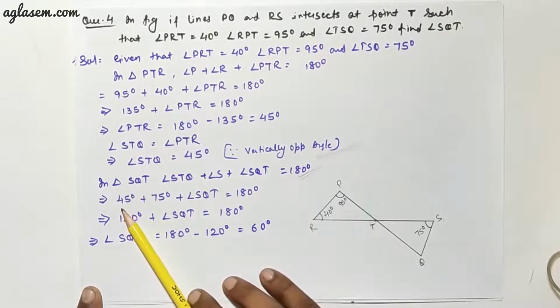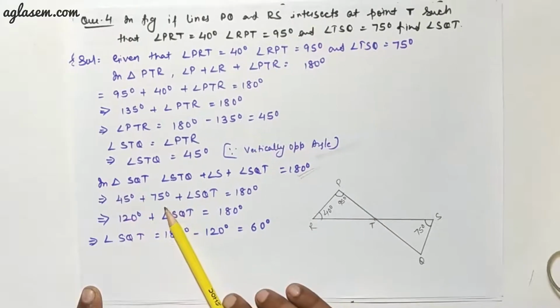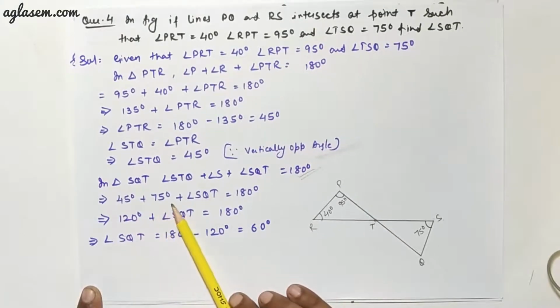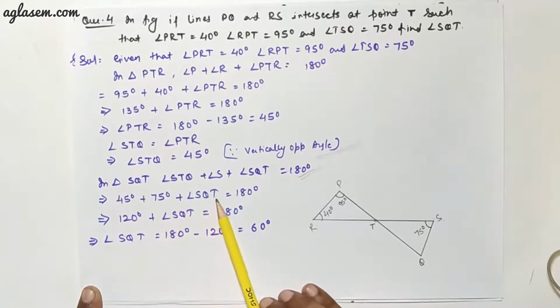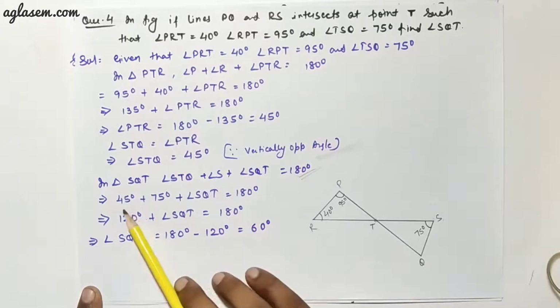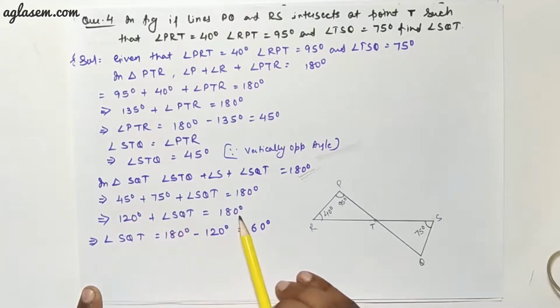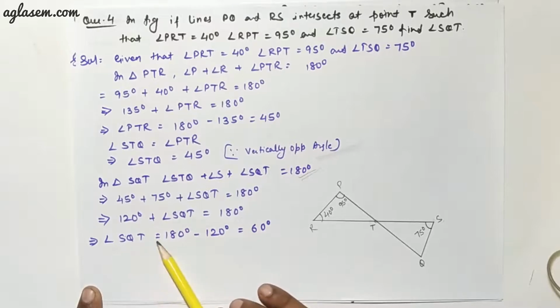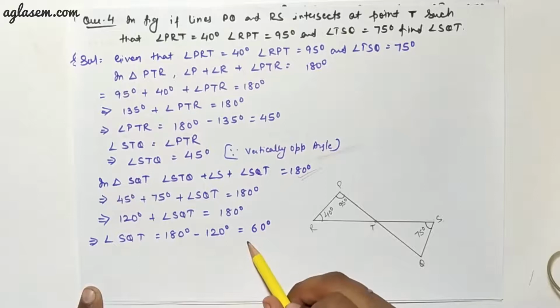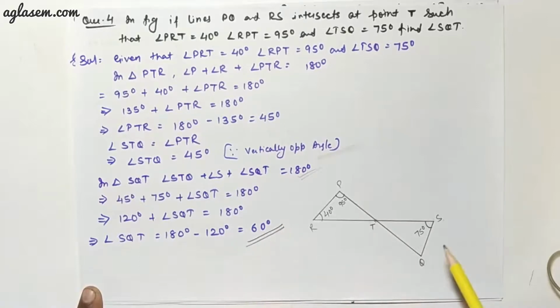Angle STQ is 45 degrees, angle TSQ is 75 degrees, plus angle SQT is equal to 180 degrees. So 45 plus 75 is 120 degrees, plus angle SQT is 180 degrees. So angle SQT is equal to 180 minus 120. So the value for angle SQT is 60 degrees.